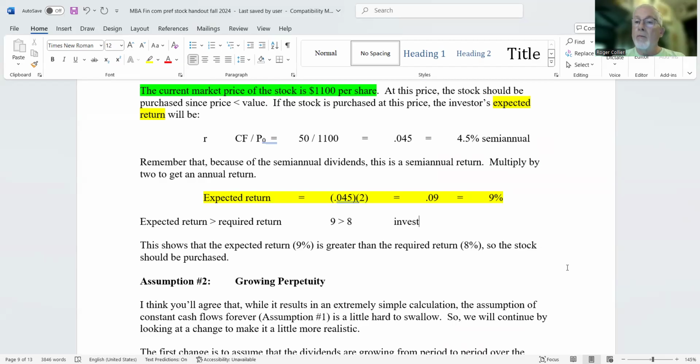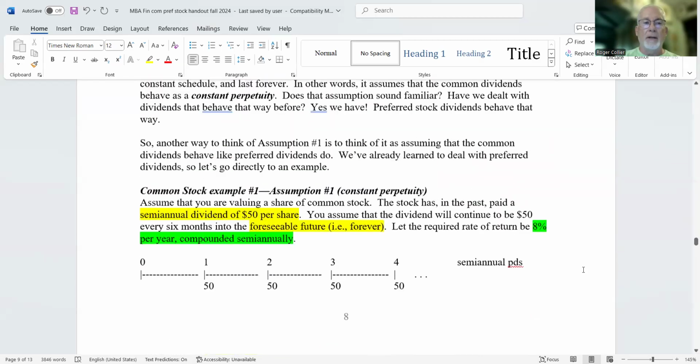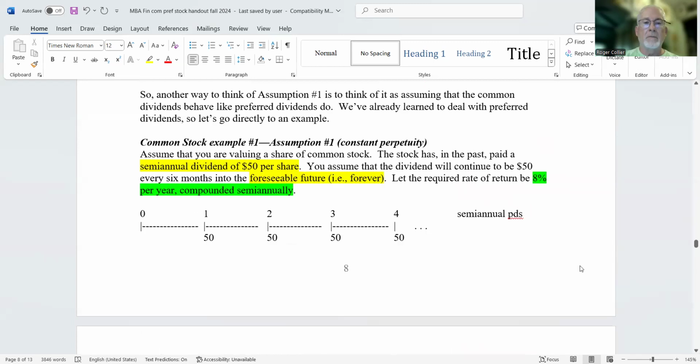Okay, so what that tells us is that assumption 1, the constant perpetuity, is essentially assuming that common stock behaves like preferred stock. So we do the same thing as we did with preferred stock. Go refer back to time value, to present value, the constant perpetuity, and done.